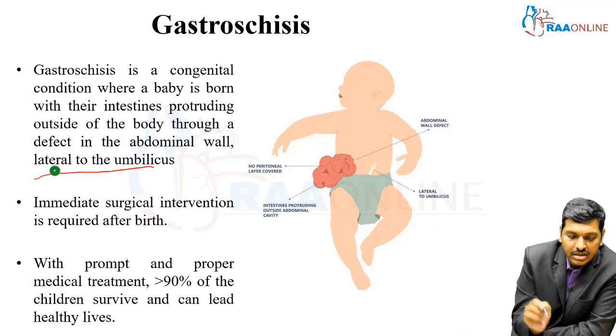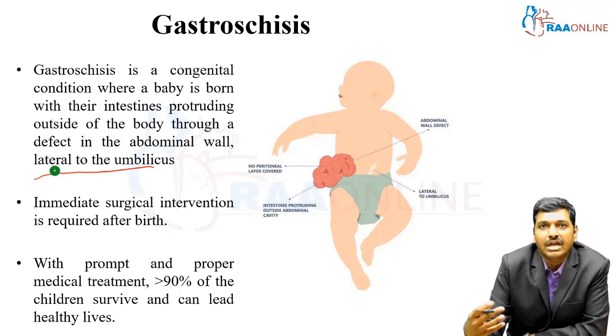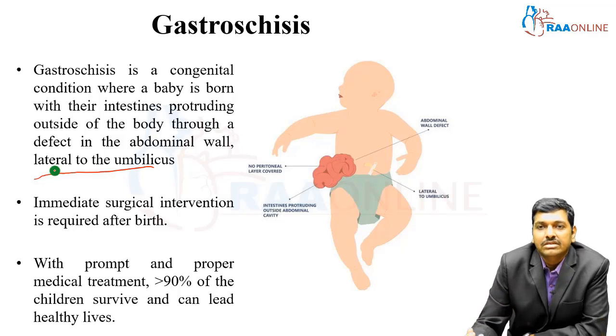There are a few differences between gastroschisis and omphalocele. We will go through that one by one. The important point is that this is a full thickness defect where the intestines protrude out parallel to the umbilicus. It's not over the umbilicus, it's paramedian. This is the most important component of gastroschisis.